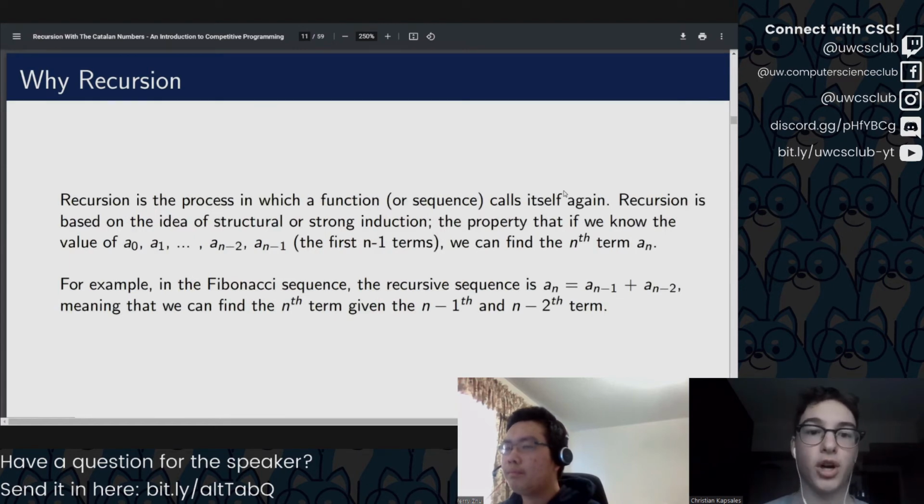Recursion is a process in which a function or sequence calls itself again. This is based on the idea of structural or strong induction, the property that if we know the value of a_0, a_1, all the way to a_(n-1), which is the first n minus 1 terms, we can find the nth term. For example, in the Fibonacci sequence, the recursive formula is a_n equals a_(n-1) plus a_(n-2). This means that we can find the nth term given the (n-1)th and (n-2)th terms.